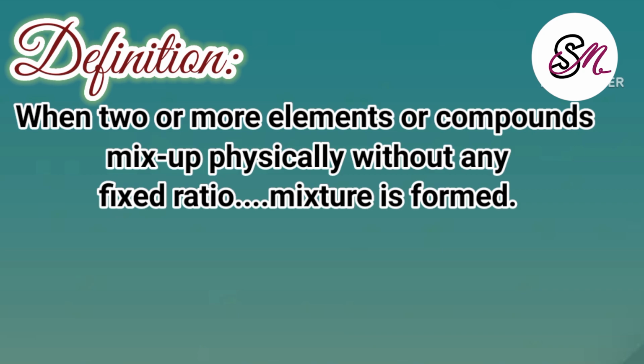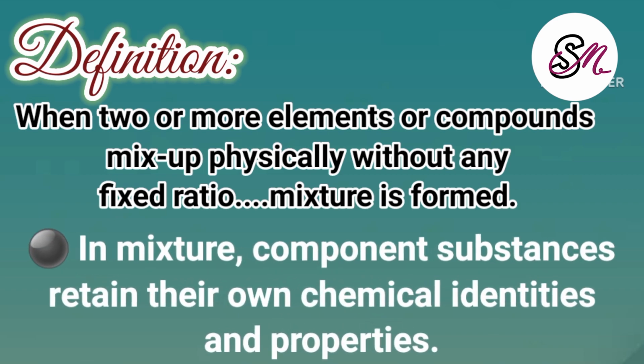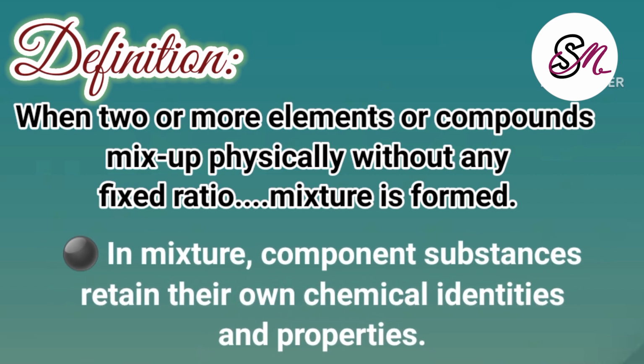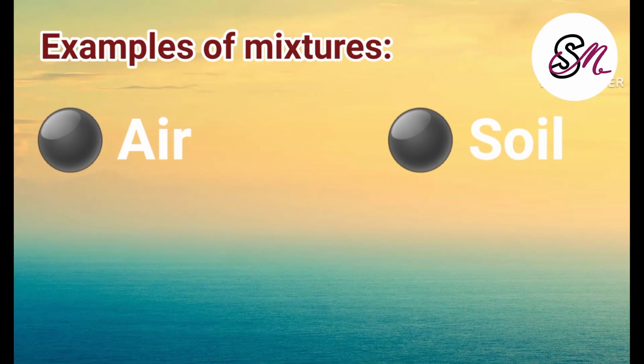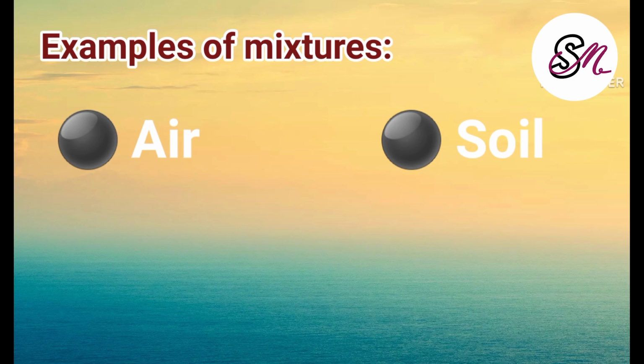When two or more elements or compounds mix up physically without any fixed ratio, mixture is formed. In mixture, component substances retain their own chemical identities and properties. That is the clear difference between compounds and mixture. In compounds, elements lose their chemical identities, lose their properties. But in case of mixture, components retain their chemical identity and properties. They do not lose their individual properties. Example of mixture is air, soil, milk and brass.